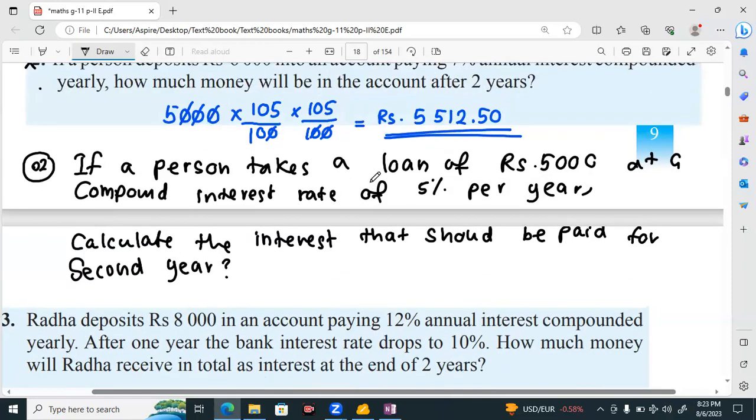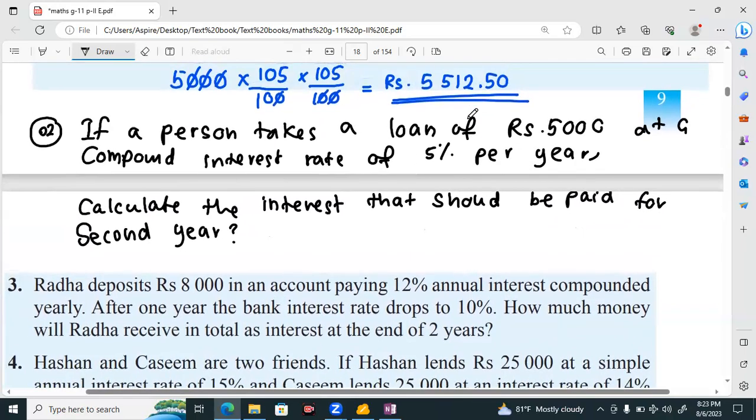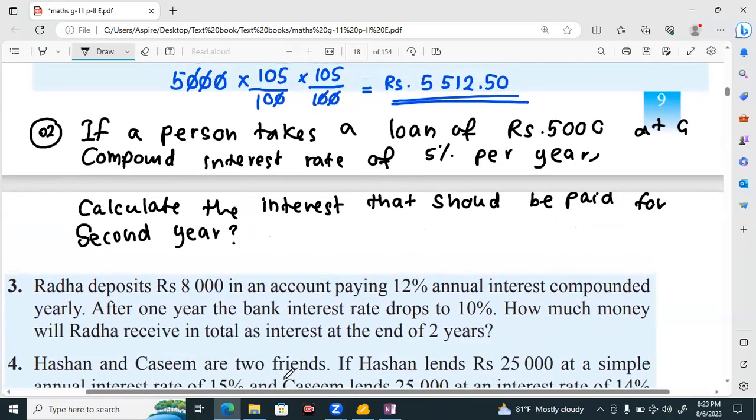We have to subtract 5,000 from 5,512 and 50 cents, and then we get the total interest. But I am not asking for the total interest, I am asking only for the second year. How do we calculate it for the second year only? Can any of you help me find this? What is the expression that we have to write?